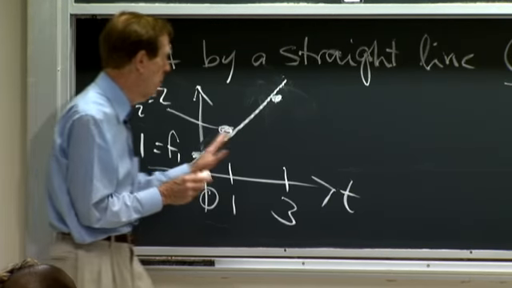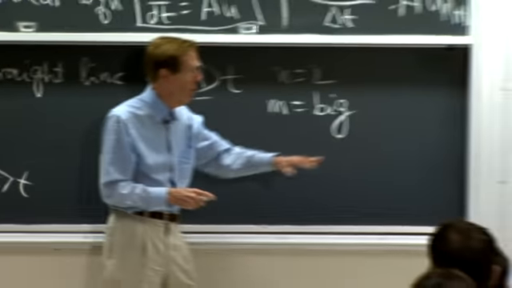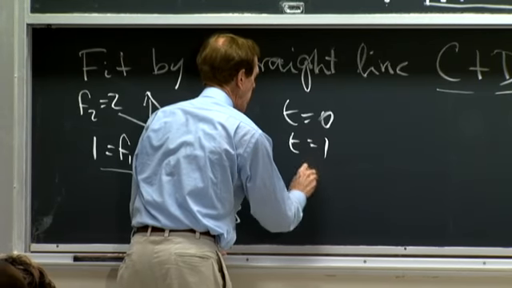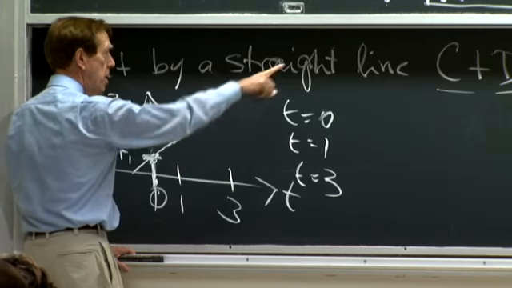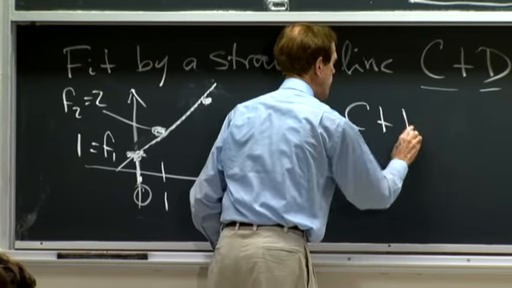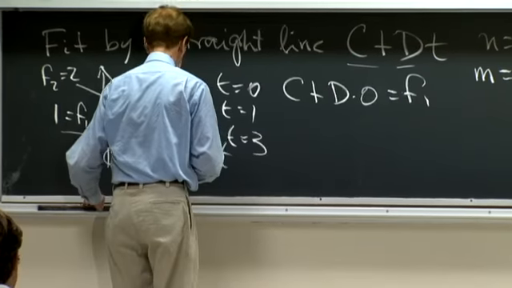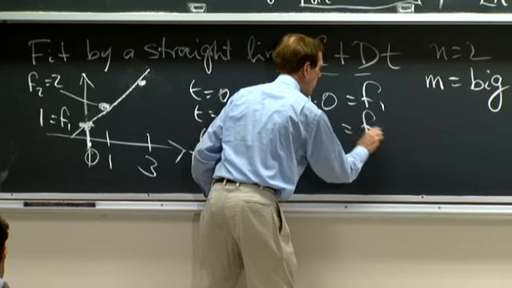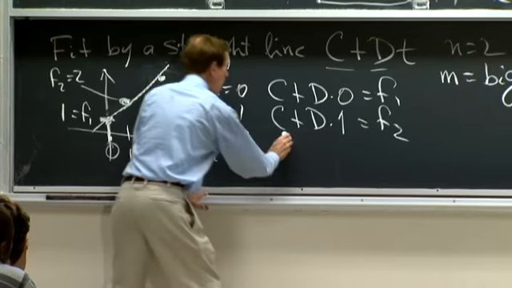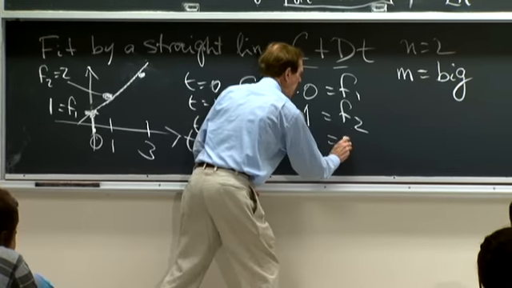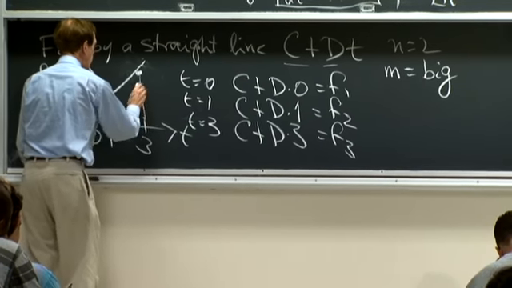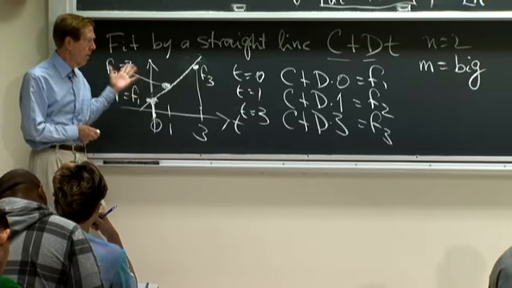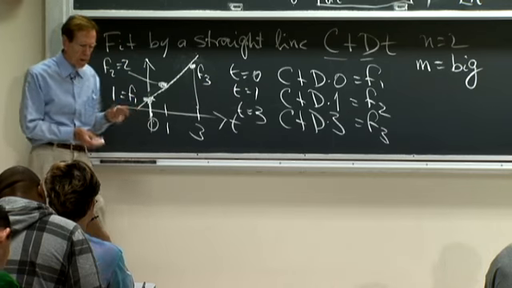And what does that mean? Well, what would the 3 equations be? What are my linear equations, my unsolvable ones? At time 0, at time 1, and at time 3, at each of those times I have an equation. C plus d times 0 should match F1. At t equal to 1, my line will be C plus d times 1. It should equal F2. And at t equal to 3, the height of the line will be C plus 3d, and I would like it to go through this height F3. But I'm not going to be able to, if there was noise in the measurements. That's my unsolvable system.